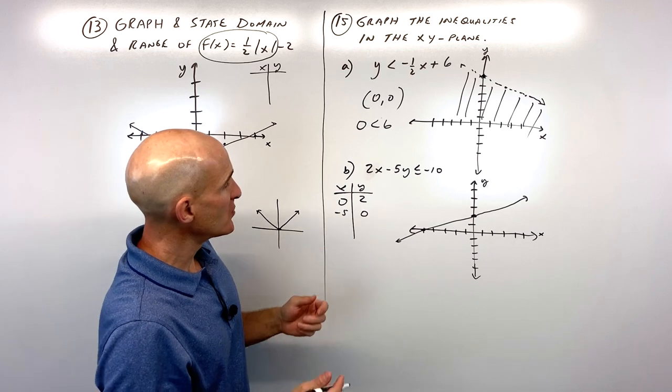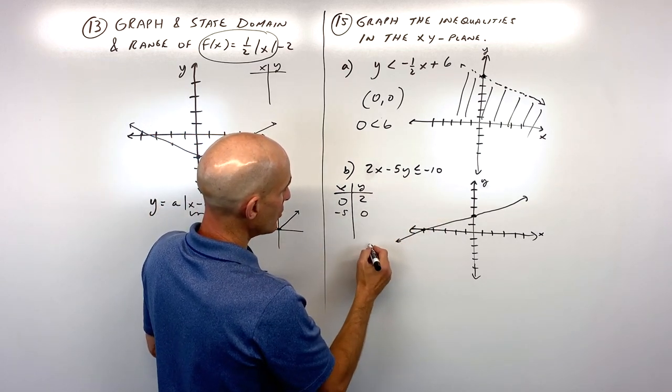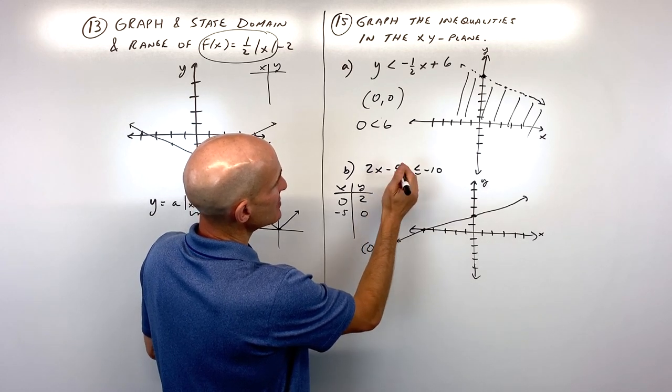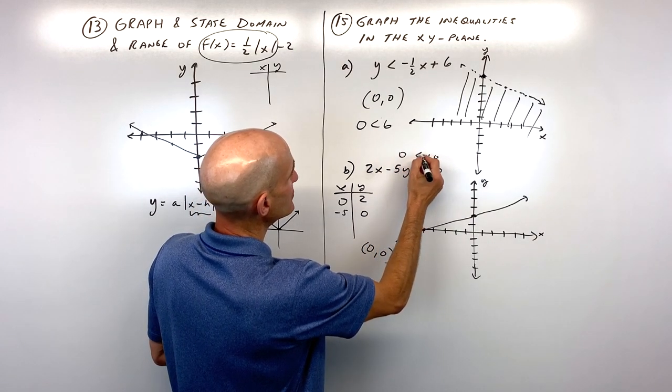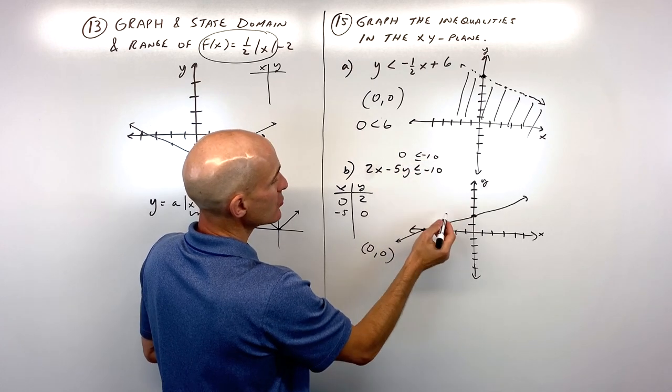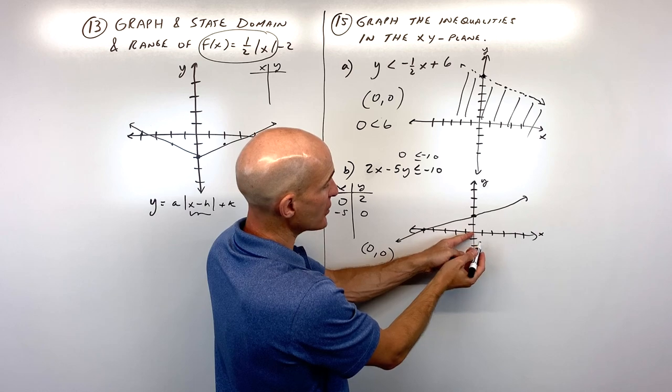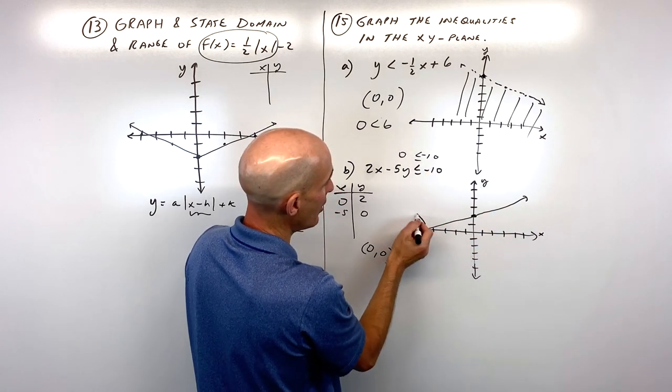So what we're going to do here is the test point method. I'm going to put in (0, 0), which is this origin point right here. 0 minus 0, that's 0. Is 0 less than or equal to negative 10? No, 0 is actually greater than all the negative numbers. So this point here is false. We don't want to shade on this side, we want to shade on the other side.